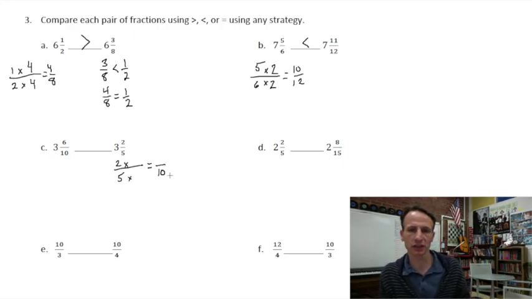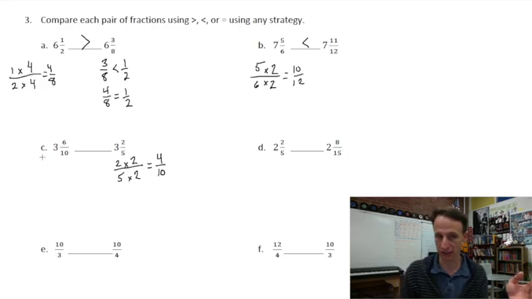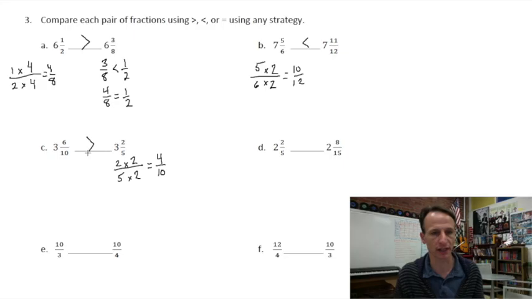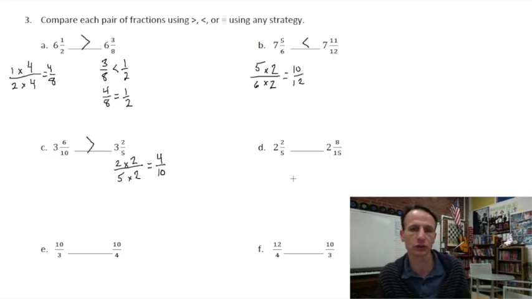What's the factor here? 5 times what is 10? 2. So we're going to multiply 2/5 times 2/2, which gives us what in the numerator? 2 times 2 is 4, right? So 4/10. So 3 and 2/5 equals 3 and 4/10, which we're comparing to 3 and 6/10, which is clearly greater than. And this math shows here how you got your answer.